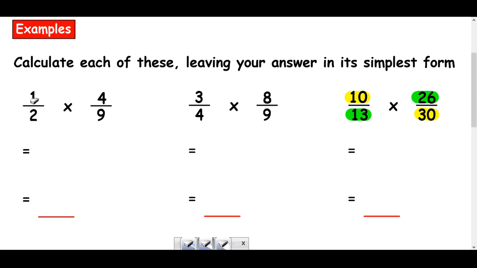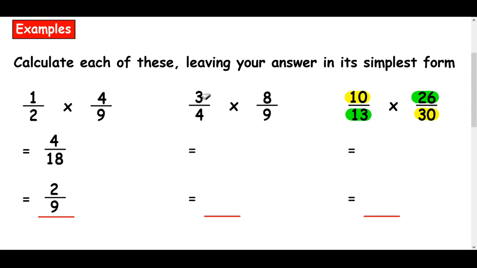Right, so let's just look at this. Instead of thinking about a picture, if we just do top times top, 1 times 4, and 2 times 9, we'll get 4 over 18. Now that's not the simplest form, because the top and the bottom there divide by 2, so you're going to end up with 2 over 9.